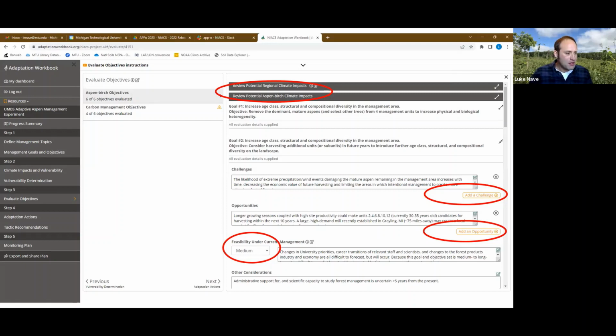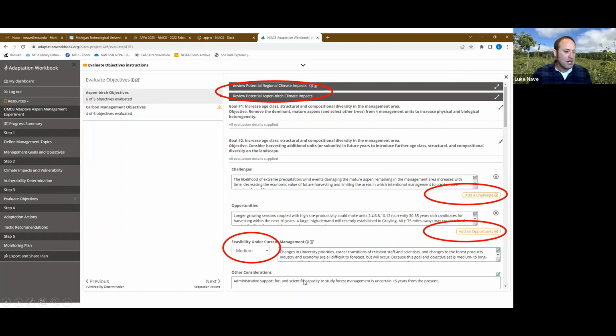Considering these challenges and opportunities, we assessed an overall feasibility of medium. Courtney mentioned not to let our views get clouded here by things beyond our control, although we did recognize 4 or 5 years ago when putting this together that at the time we had a lot of administrative support for and scientific capacity to study this project.